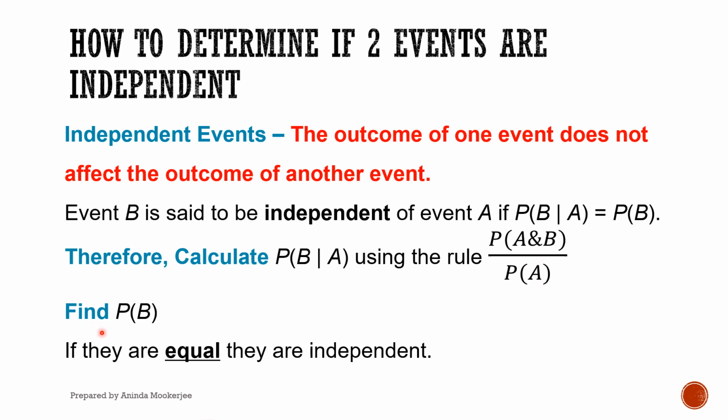And then we also have to find the probability of B. What is the probability of B occurring on its own? Then we compare the two values, the value obtained from the conditional probability calculation and the value of the probability of B. If they are equal, then the conclusion is that A and B are independent events.